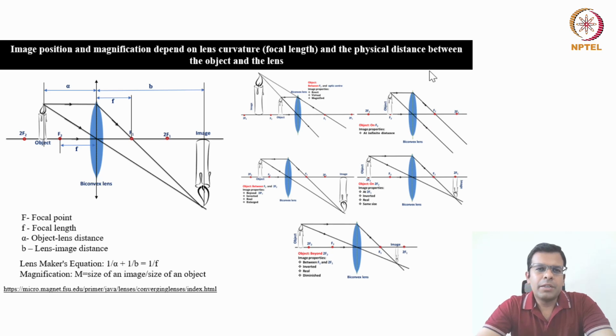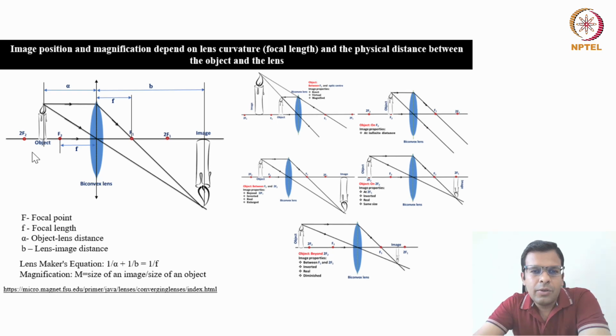Now let me tell you how image position and magnification depend on lens curvature, that is the focal length, and the physical distance between the object and the lens. Let me introduce you to some of the terminologies first. This is the biconvex lens, the blue one, and a lens has focal points. F1 and f2 are the two focal points of this lens. The distance between the focal point and the center of the lens is known as the focal length.